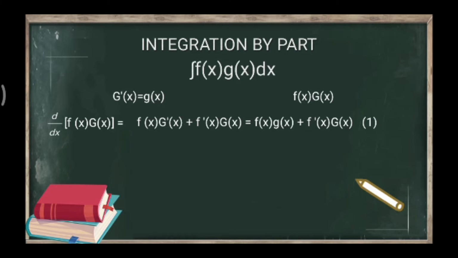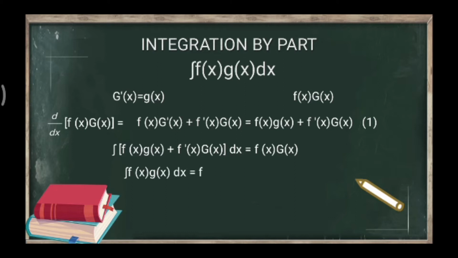So, we can express equation number 1 in integral format. Integral of f of x, g of x plus f prime of x, G of x dx equals f of x G of x, or equivalently, integral of f of x, g of x dx equals f of x G of x minus integral of f prime of x, G of x dx.